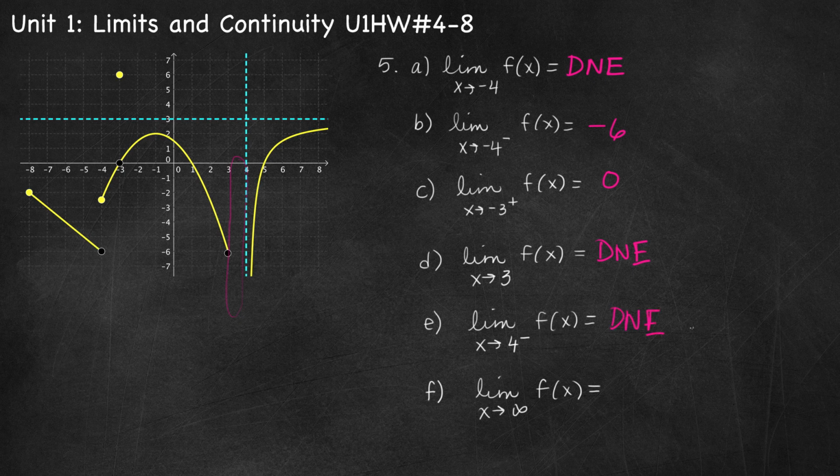And part F, find the limit of f as x approaches infinity. As x approaches infinity, our function just approaches this horizontal asymptote here at 3. So that limit is 3.